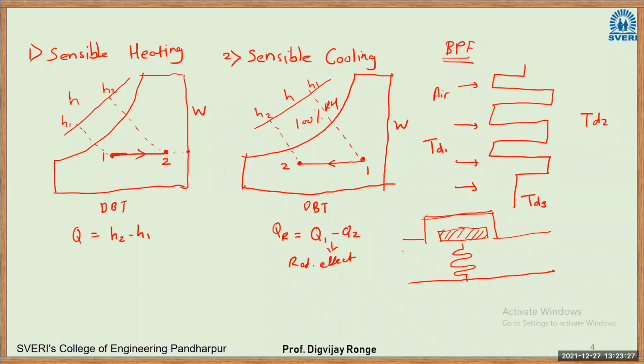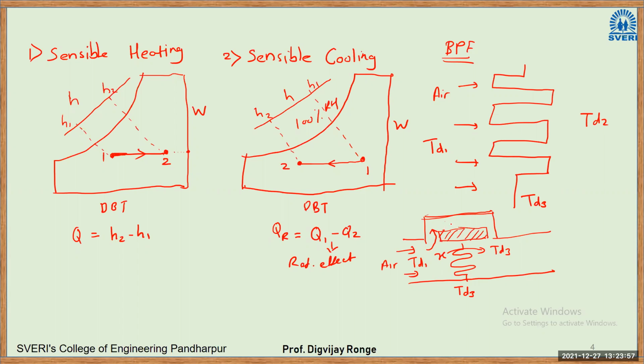So this can be shown like this also. Air is coming in this direction, with temperature TD1. This is a coil which is at temperature TD3. Some part of the air falls onto the coil, let us say that amount is X, and its temperature coming out is TD3. Now there is some part which bypasses this heating process.